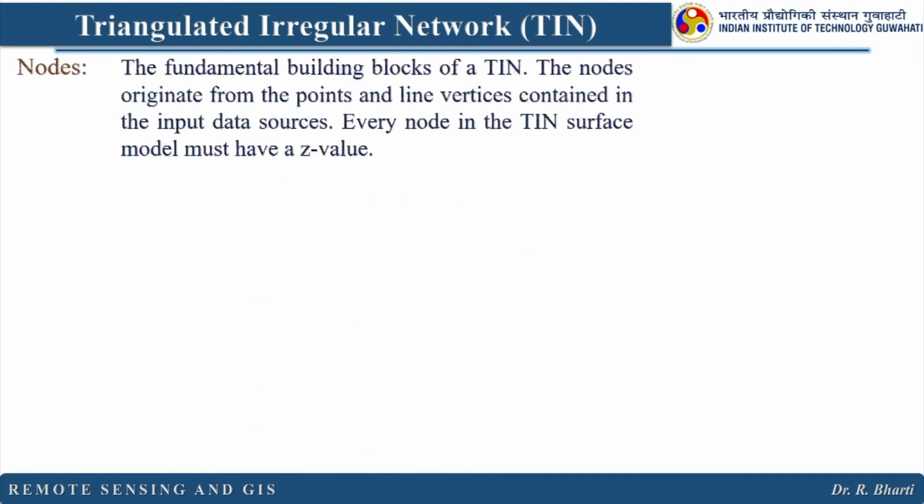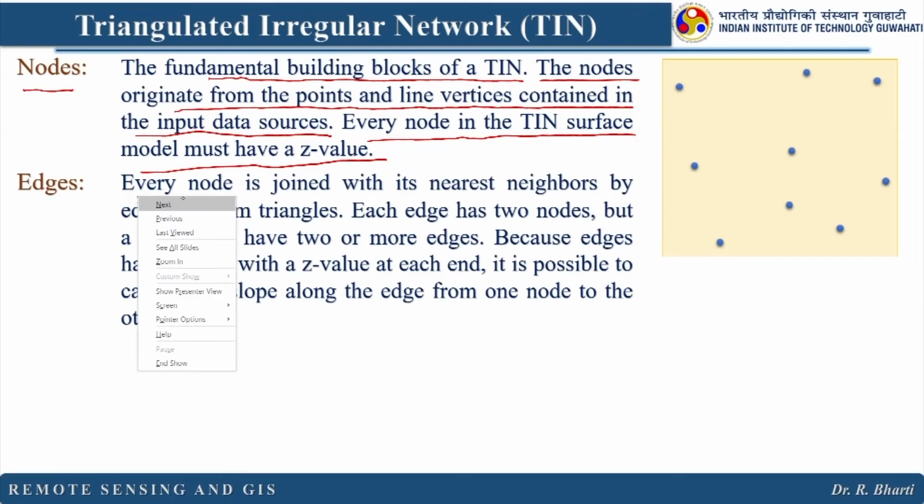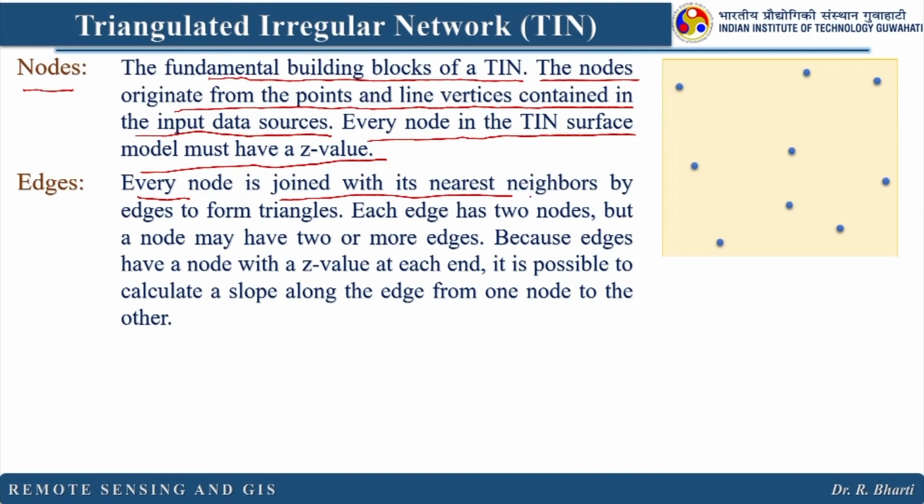In TIN data we have certain technical terms which you need to understand. So first one is nodes, the fundamental building blocks of a TIN. The nodes originate from the points and line vertices contained in the input data sources. Every node in the TIN surface must have a z value, then only you can interpolate. Edges are basically, every node is joined with its nearest neighbor by edges to form triangles. Each edge has two nodes, but a node may have two or more edges.